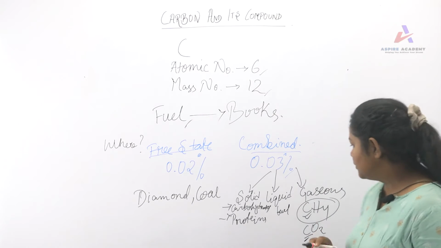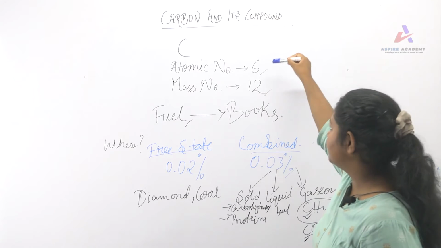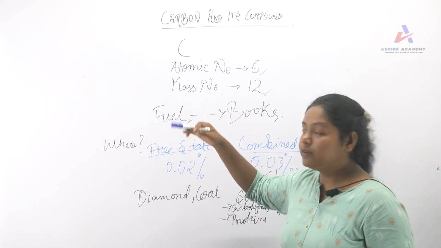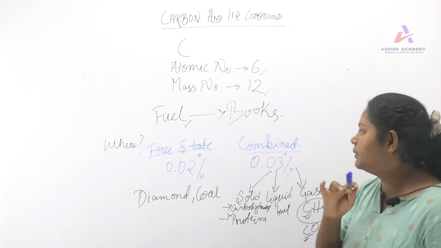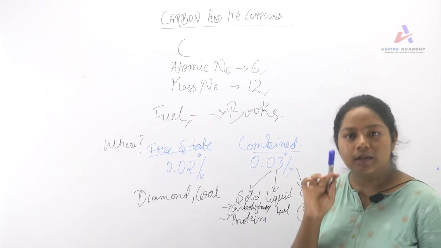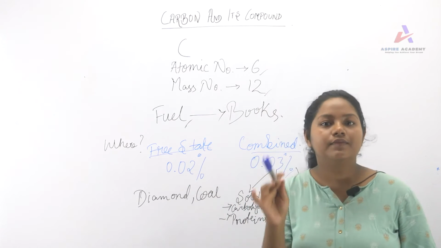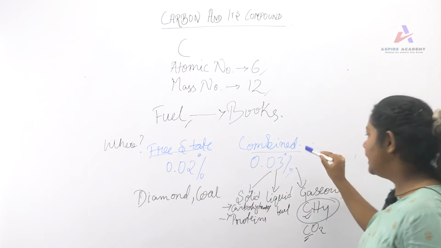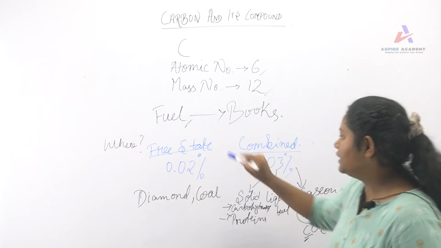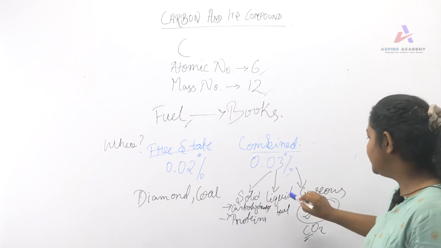So we can see that carbon has atomic number 6 and mass number 12. It is found from fuel to books. It is found in free state as well as combined state. In free state only 0.02% is found, and in combined state only 0.03%. In free state we have diamond and coal. In combined state, we have solid, liquid and gaseous forms.